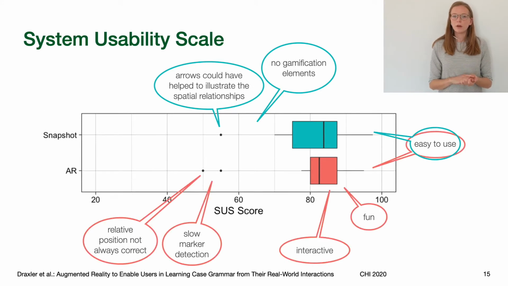The AR app had some technology issues regarding the relative position detection. Apparently that was not always correct. And apparently the marker detection was slow in some cases. But overall, the app was interactive and fun and also easy to use. As you can see, those are mostly technology issues. Regarding the concepts, there was actually not so much critical feedback, which is an encouraging point, I suppose.